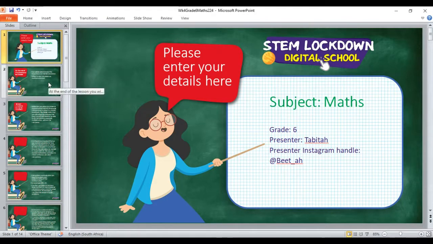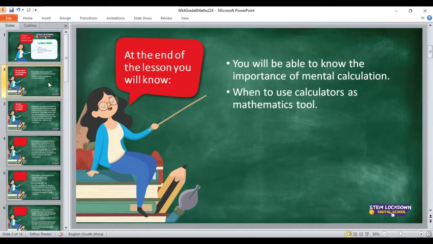But first, let me tell you what you should be able to know by the end of this lesson. As I said yesterday on our previous class, today we'll be dealing with mental calculation versus the use of calculators. By the end of this lesson, you should be able to know the importance of mental calculation and also when to use calculators as mathematics tools. So let us go ahead and start with our lesson.